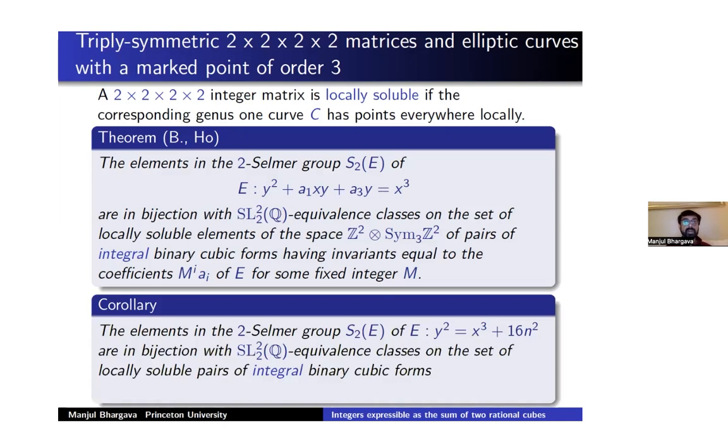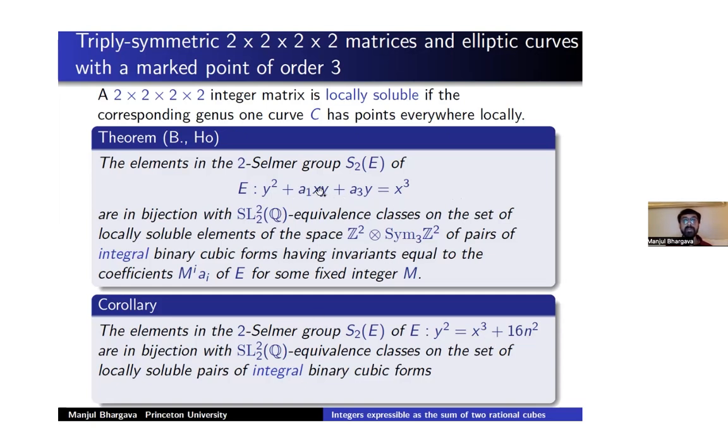And so a corollary is that the elements in the two Selmer group, S2E of this family, y squared equals x cubed plus 16n squared. And how did I get this family? I just set A1 equal to 0. And then completed the square, right? So then when you complete the square, you get an A3 over 2 squared coming out, and that becomes a 16 A3 squared. So I'm just calling that n squared.